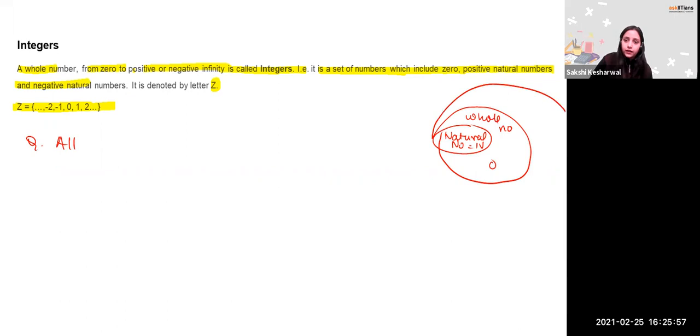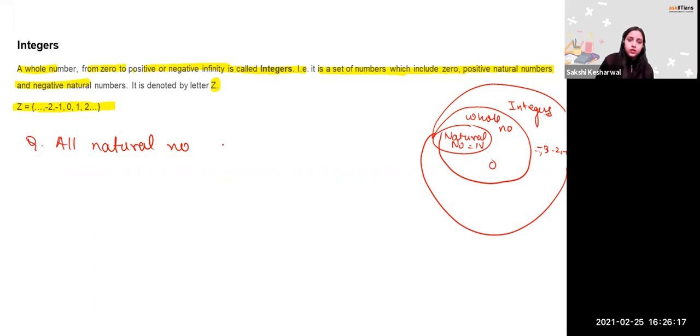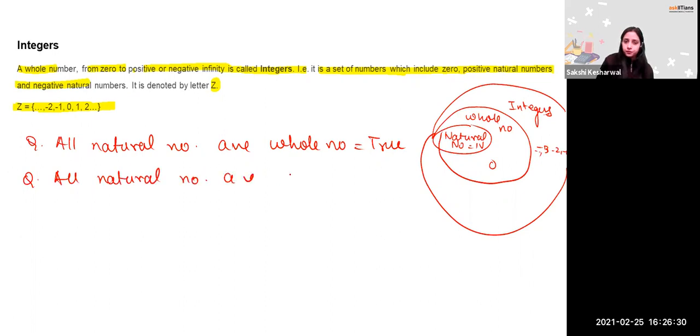And when you add negative numbers into it, like -1, -2, -3, dot dot dot, it will become what, beta? Integers, right? So can I say that all natural numbers are whole numbers? Yes, it's true. Whole numbers, it's true, right? But can I say that all natural numbers are integers? Yes, all natural numbers are integers.